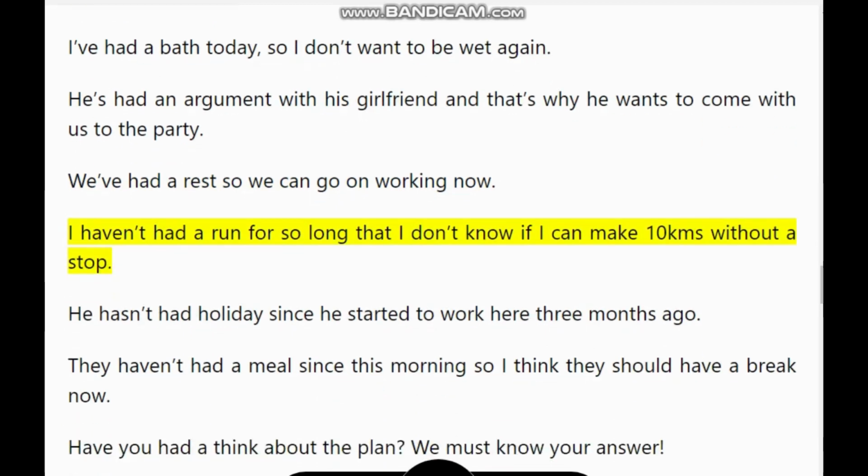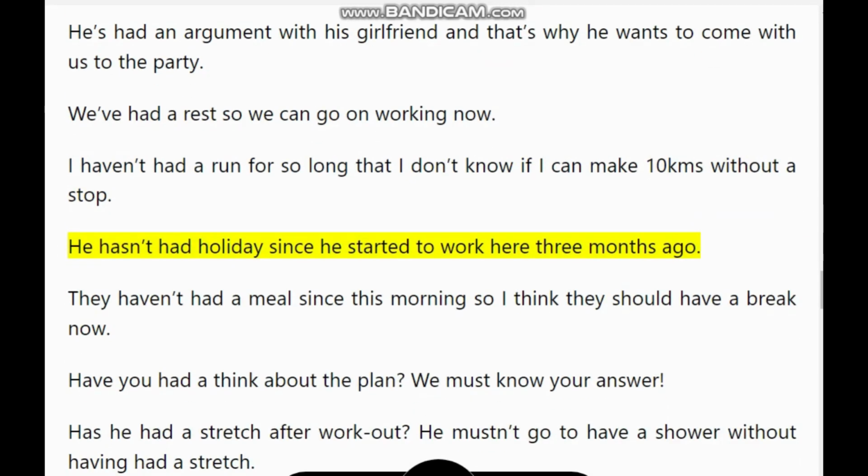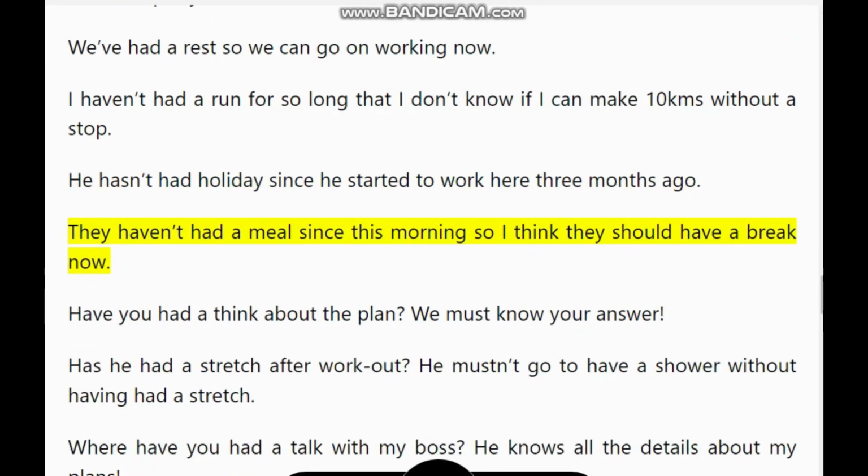I haven't had a run for so long that I don't know if I can make 10 kms without a stop. He hasn't had a holiday since he started to work here 3 months ago. They haven't had a meal since this morning, so I think they should have a break now.